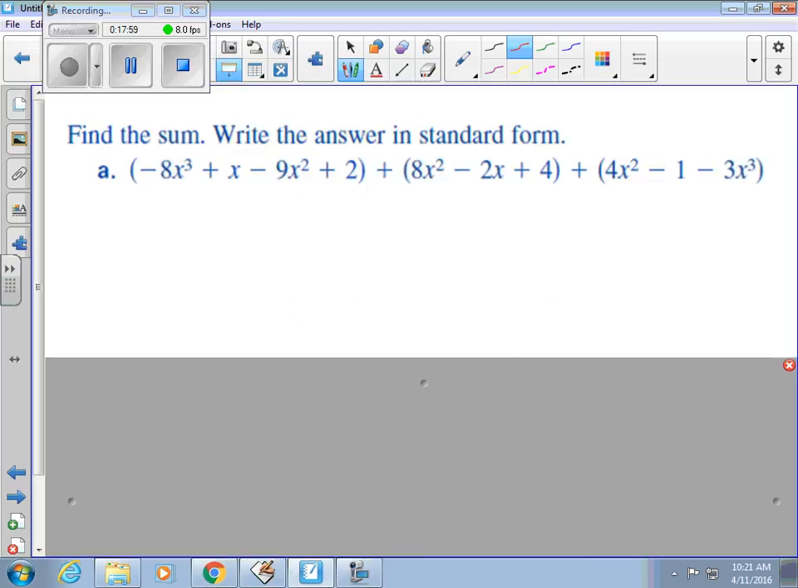And then one more time, everybody on the back. Let's find the sum of these 3 polynomials. You do it exactly like 2. Very, very simple. Start with the biggest degree and work your way to the smallest degree.